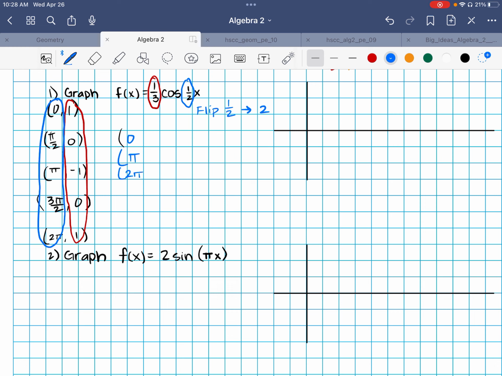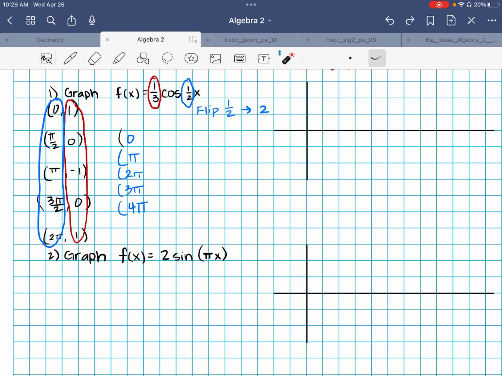So all we're doing right now is horizontally stretching each of our x values. So 3 pi over 2 is going to get multiplied by 2. That's going to give us 3 pi. 2 pi is going to get multiplied by 2, which is going to give us 4 pi. So what we've done here is we've multiplied all the x values, 0, pi over 2, pi, 3 pi over 2, and 2 pi, by the flipped version of the b to get our horizontal stretch on all of our key points.